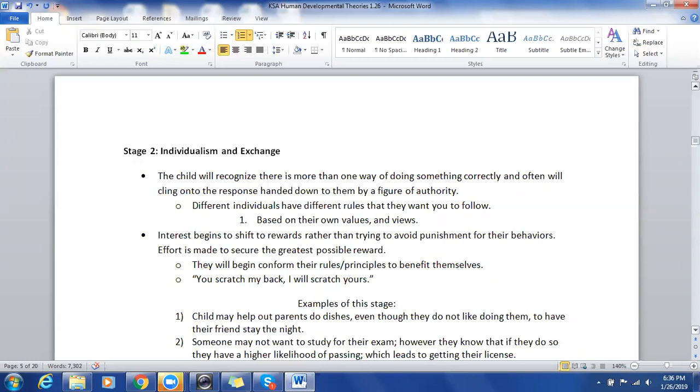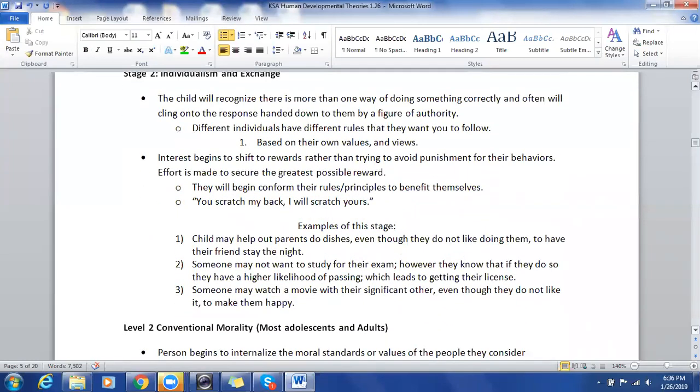Basically, the phrase that we've heard for the longest time is, you scratch my back, I'll scratch yours. Meaning, I'll behave if I get this reward when I get home. You'll see that a lot of times. Well, if you behave, I'll let you get ice cream. Kids, straight up the best person you've ever seen. And this is just so that they can get the reward that they want.